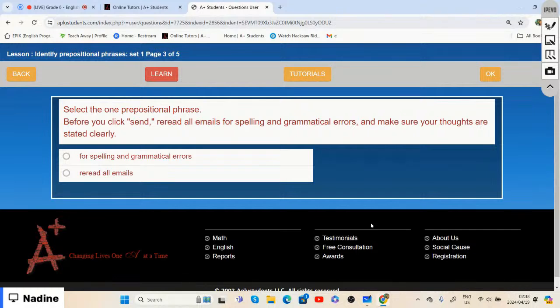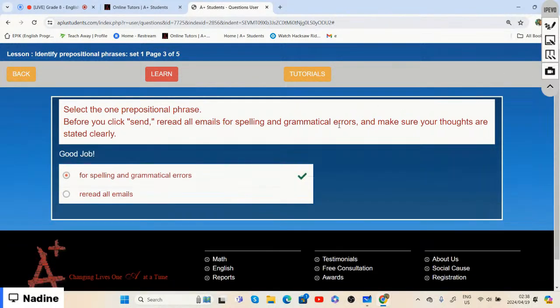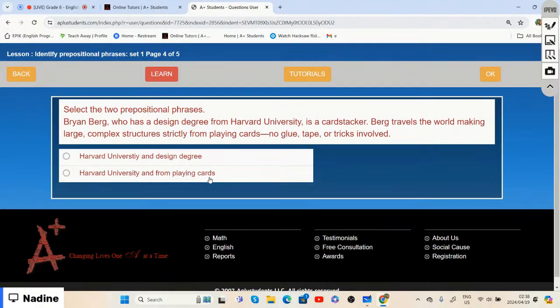So we need to select the prepositional phrase, right? Is it for spelling and grammatical errors, or that we need to reread all the emails? So we're going to say for spelling and grammatical errors. That is our prepositional phrase, right? We need to select the two prepositional phrases.